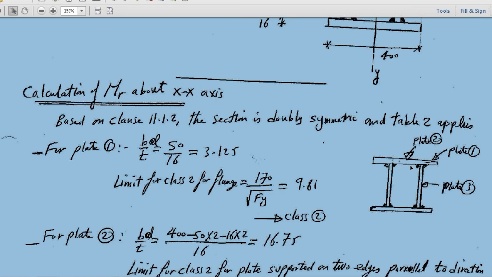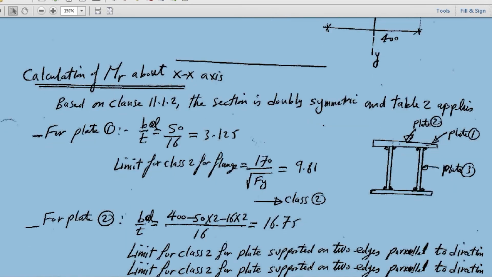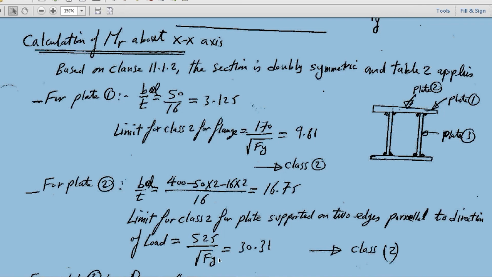But this plate is supported from two sides, based on what we mentioned here. Elements supported along two edges, the same as the flange of a box beam. The limitation for class 2 is 525 over square root of Fy. For class 3, 670 over square root of Fy. So let's take that limit. This is what we did here. The limit for class 2 is 525 over square root of Fy. I got it as 30. Since b sub el over t is less than the limit for class 2, this flange plate meets the criteria for class 2.